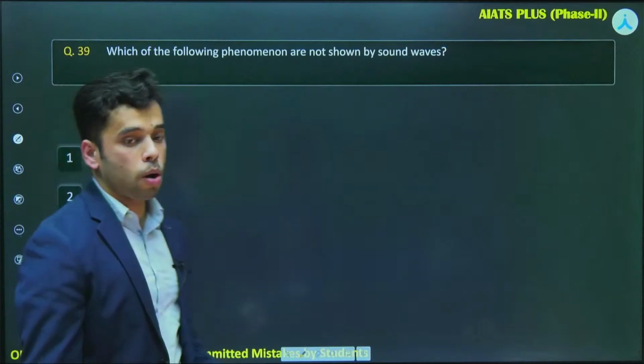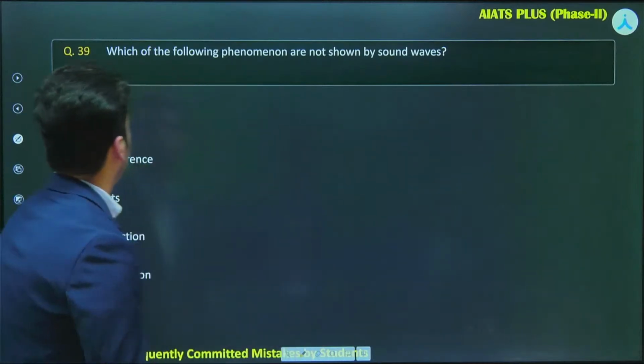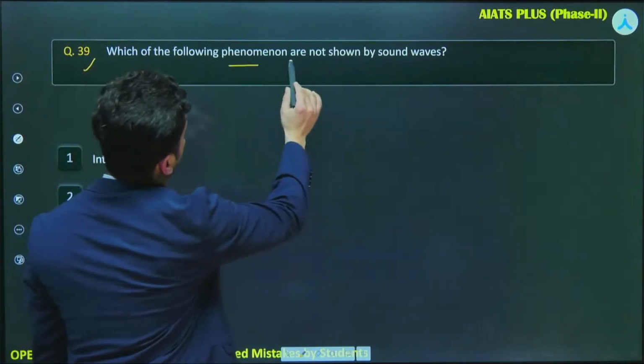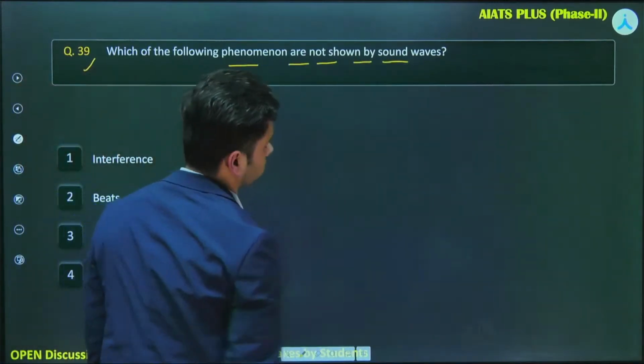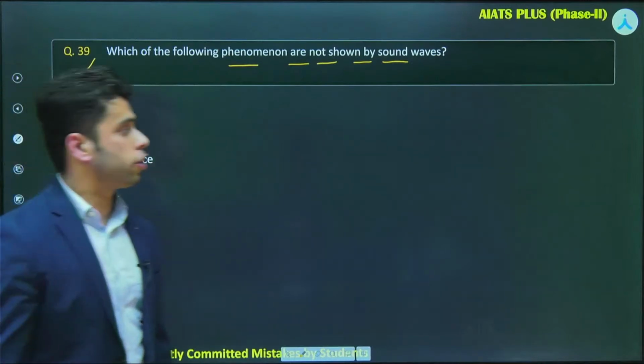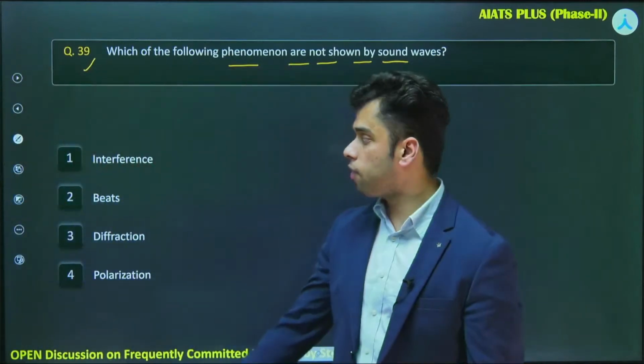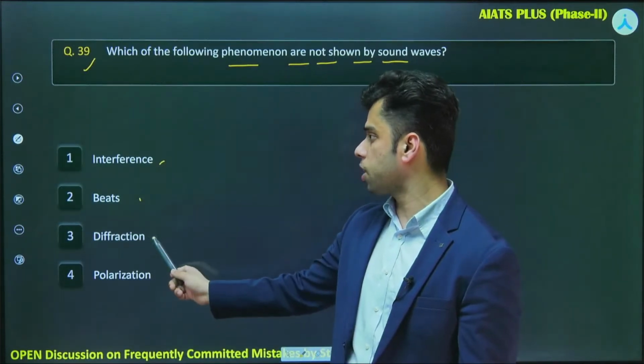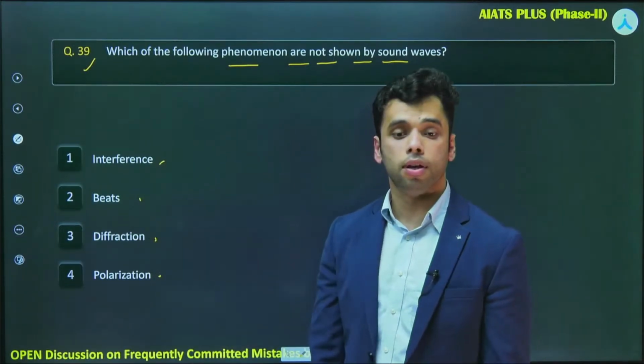Okay, problem 39 of the original paper, and it says which of the following phenomena are not shown by sound waves? The phenomena are right in front of you. First one is interference, second one is beats, third one is diffraction, fourth one is polarization.